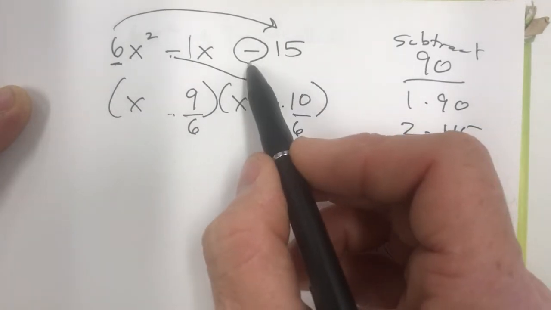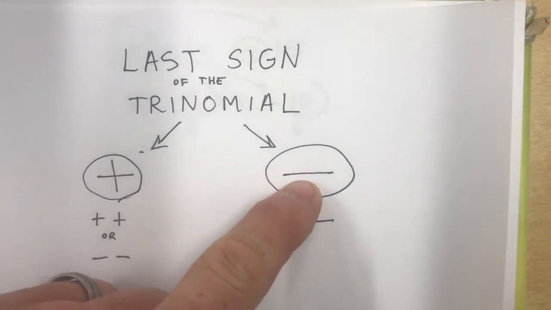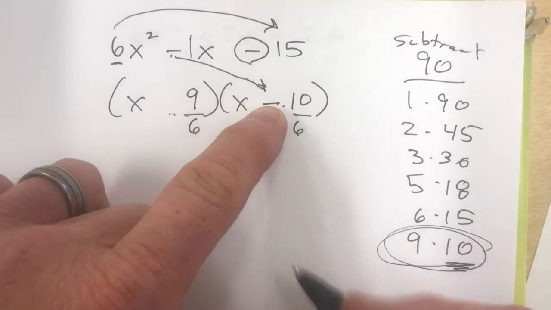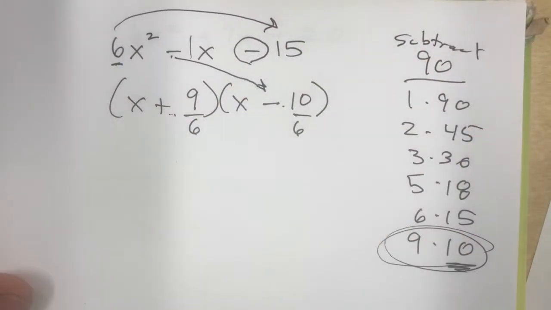Okay, now the last sign's a minus. And of course, again, on a trinomial, the last sign's a minus. You have to have a positive and a negative in your factors. So I've already got a negative in this factor. I'm going to have a positive over there in that one. And there's my factors. But I can't have fractions, so I simplify them.